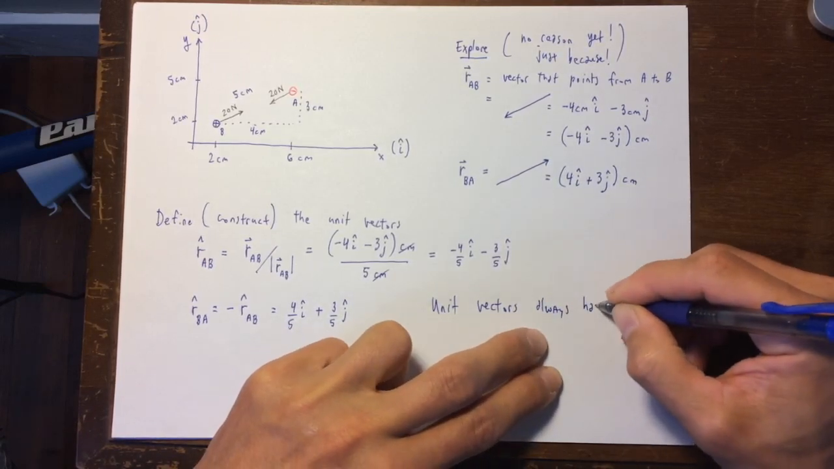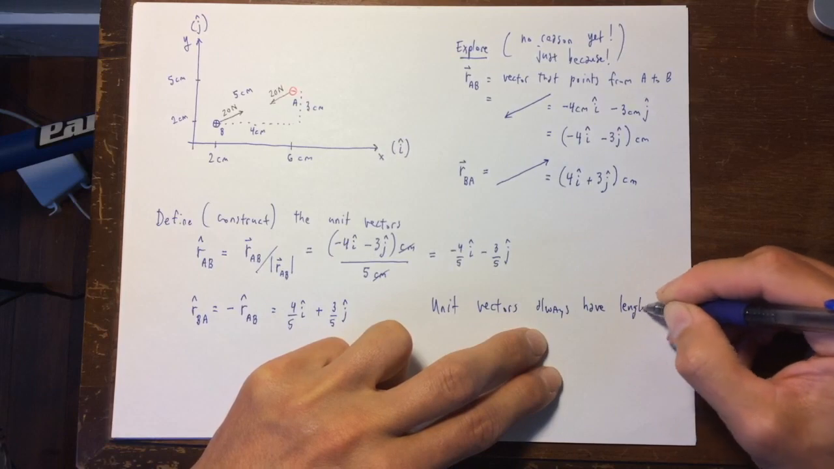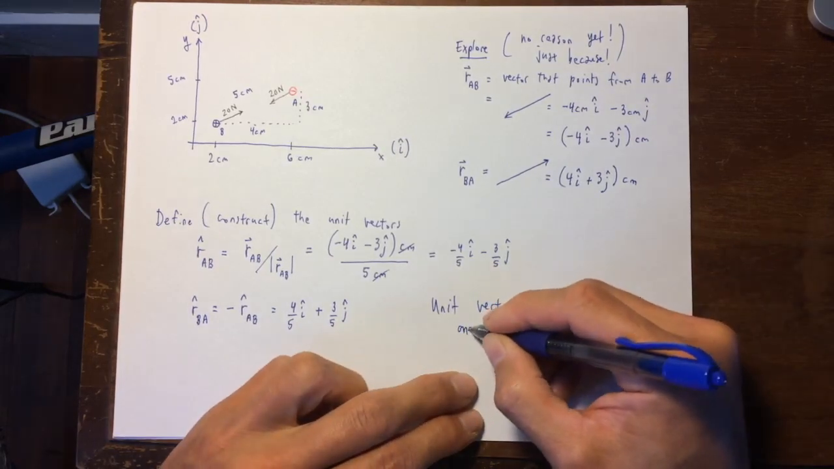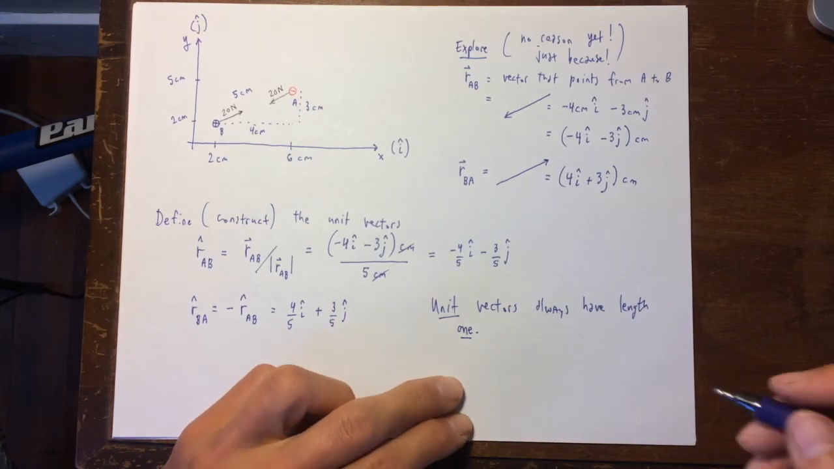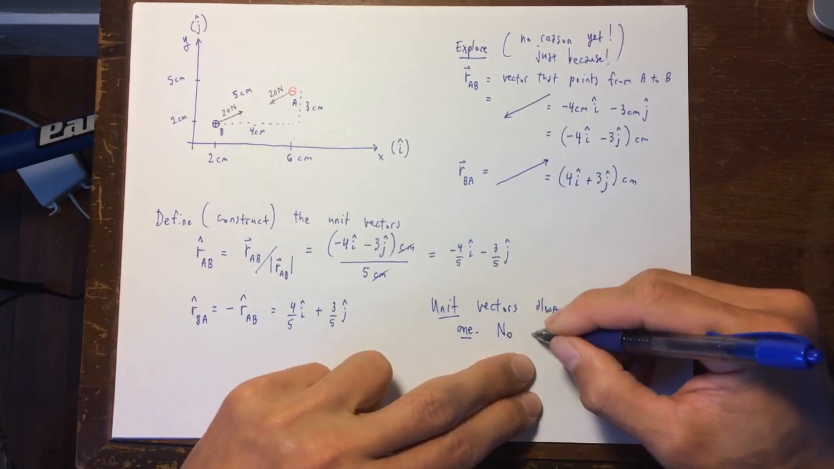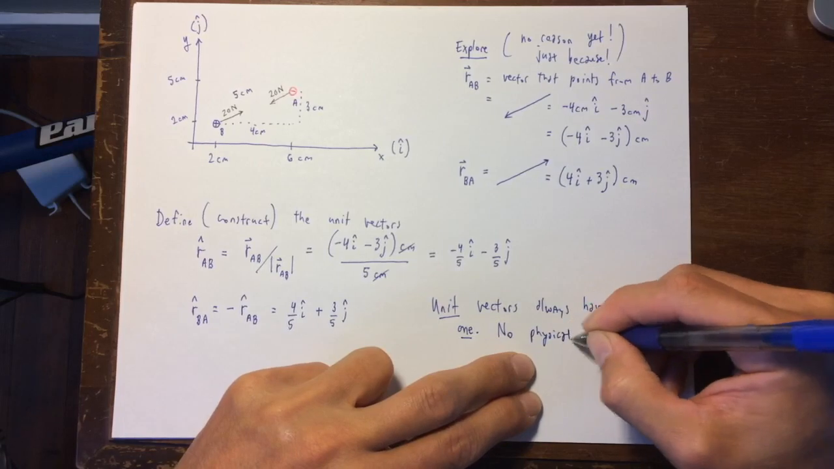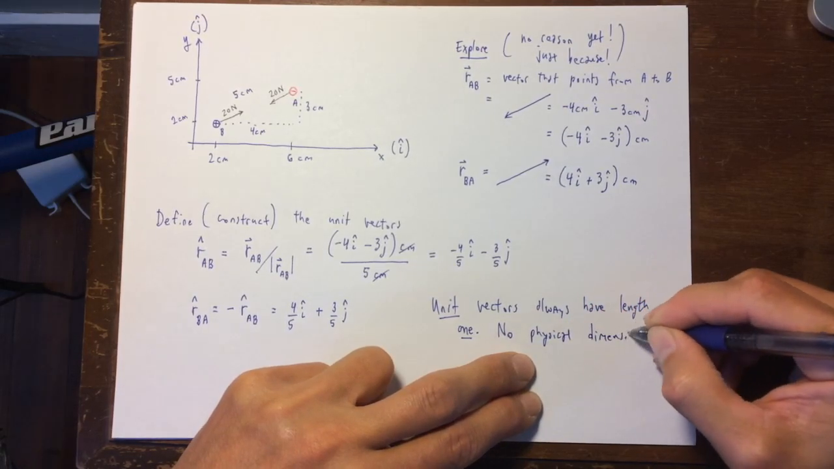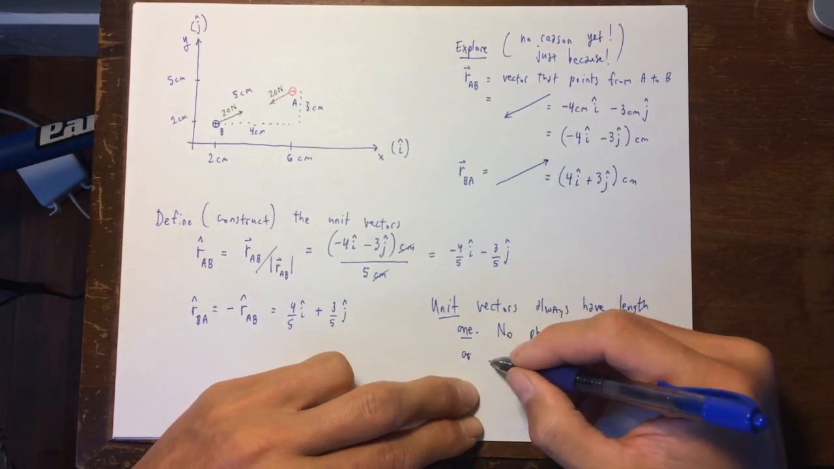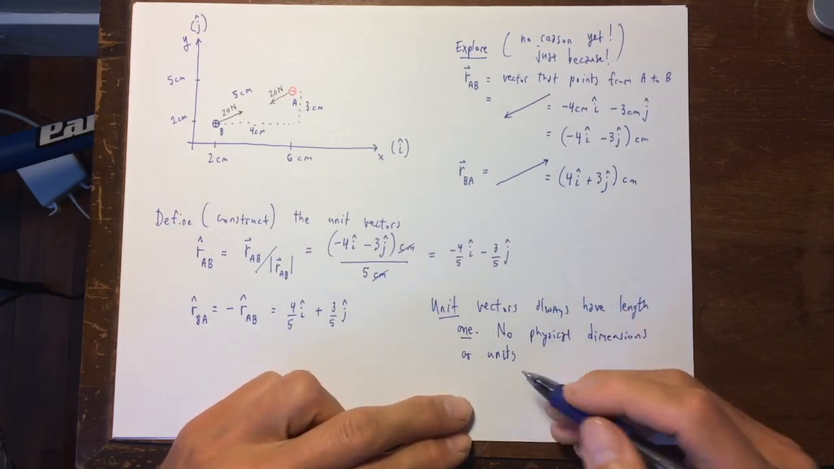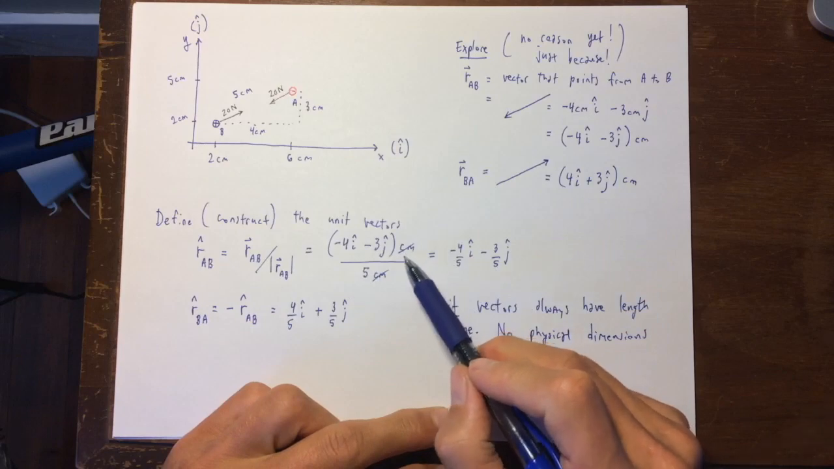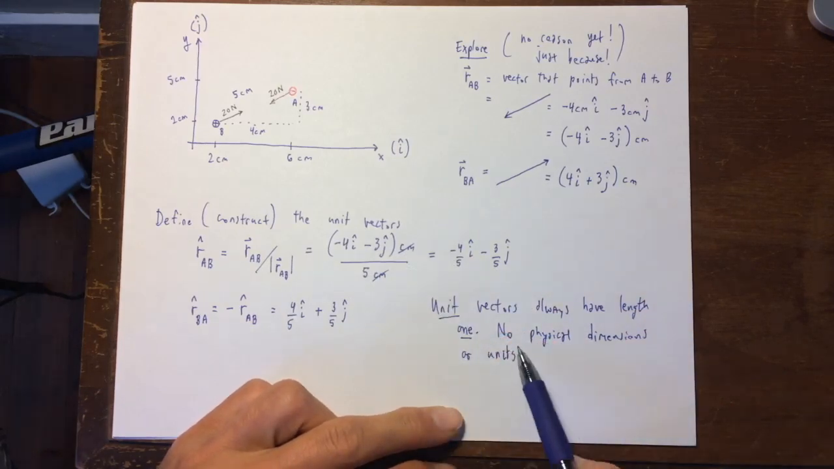All right. So these unit vectors always have length 1. That's what unit means. It means length 1. There are no physical dimensions or units. Strangely, we use the word units. So you notice the centimeters canceled. The units went away. There aren't any dimensions or units left over on a unit vector.